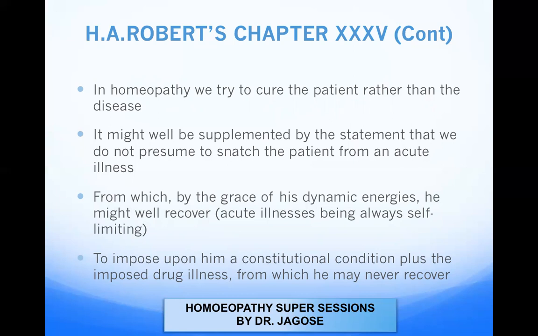Acute illness always being self-limiting. So an acute illness is there, it's always self-limiting, and if the immunity is good, the patient will recover. To impose upon him a constant condition plus the imposed drug illness from which he may never recover. So if in an acute condition, if you use the sulfa and anilamides based on one or two symptoms, you will create a drug illness from which he may never recover.